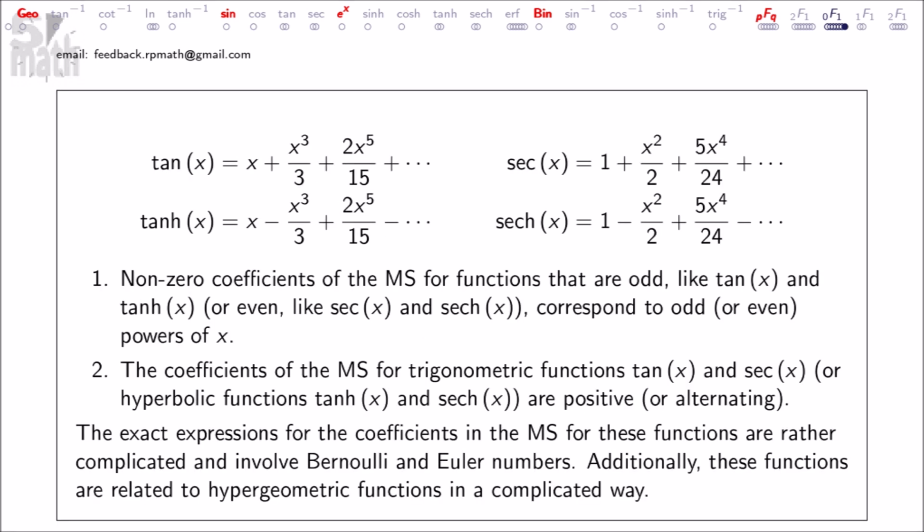Non-zero coefficients of the Maclaurin series for functions that are odd, like tangent and hyperbolic tangent, or even, like secant and hyperbolic secant, correspond to odd or even powers of x. The coefficients of the Maclaurin series for trigonometric functions tangent and secant, or hyperbolic functions hyperbolic tangent and hyperbolic secant, are positive or alternating. The exact expressions for the coefficients in the Maclaurin series for these functions are rather complicated and involve Bernoulli and Euler numbers. Additionally, these functions are related to hypergeometric functions in a complicated way.